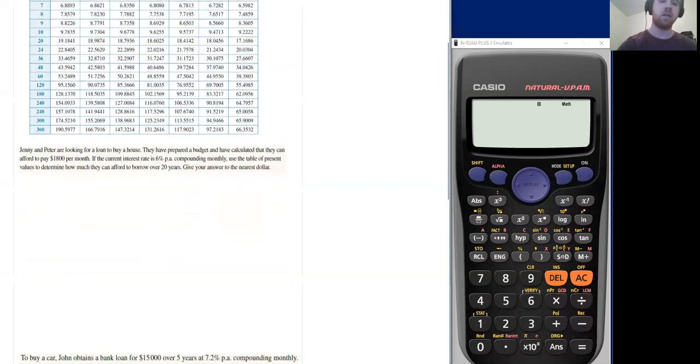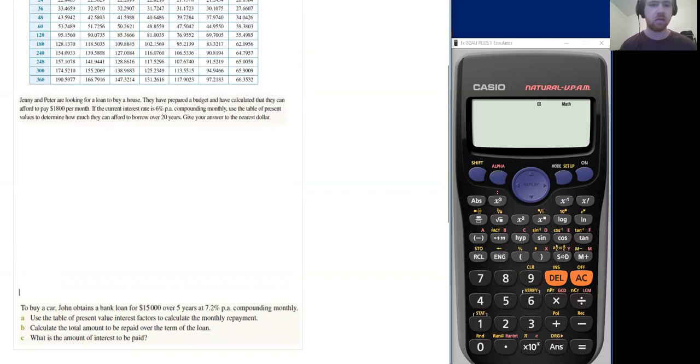Okay, let's look at this example here. Jenny and Peter are looking for a loan to buy a house. They have prepared a budget and have calculated that they can afford to pay $1,800 per month. The current interest rate is 6% per annum, compounding monthly. Use the table of present values to determine how much they can afford to borrow over 20 years. Give your answers to the nearest dollar. So rather than nearest cent, nearest dollar this time.